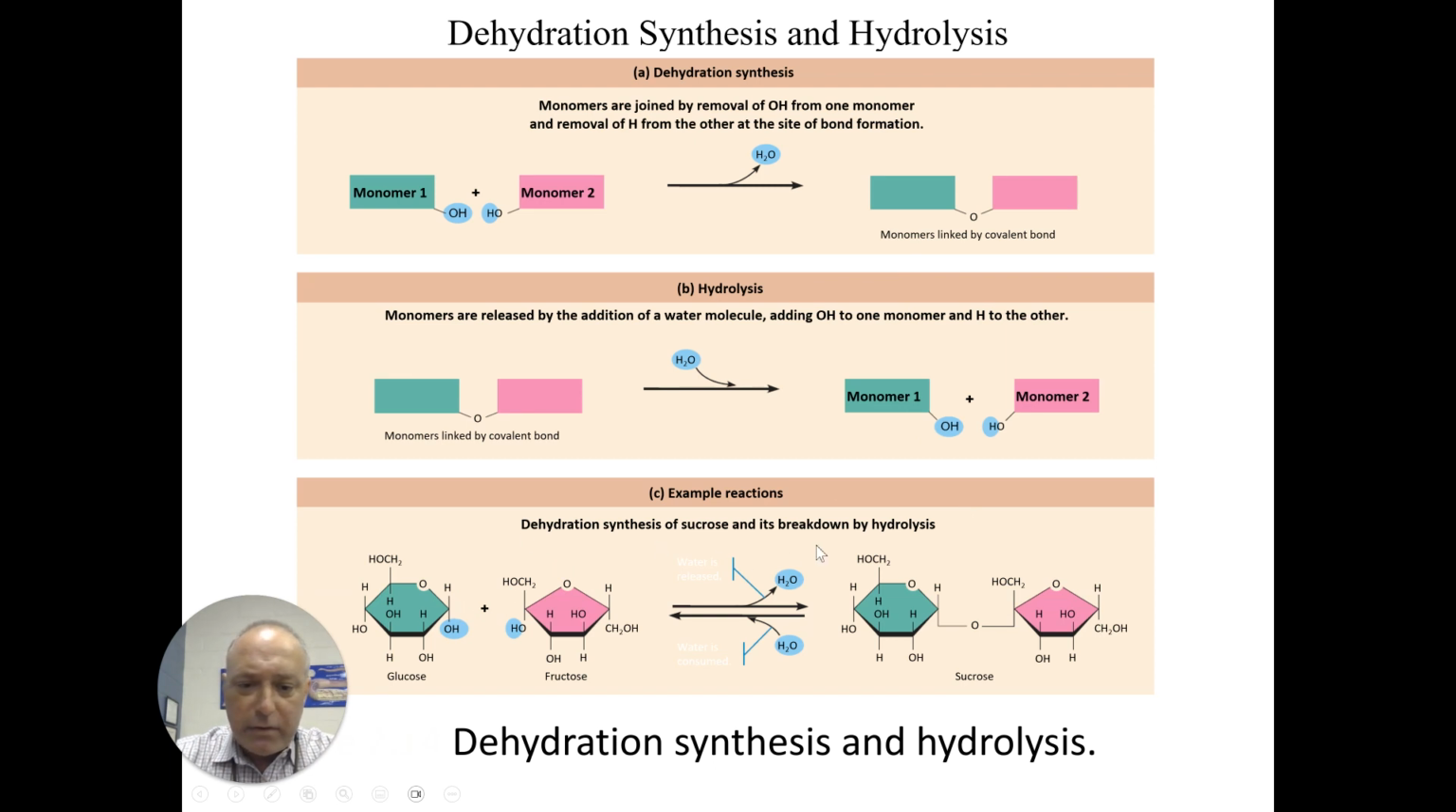Dehydration synthesis of glucose. You've got glucose and fructose. We lasso out our H2O, boom, and we've got sucrose now with this covalent bond between glucose and fructose that makes sucrose. So this is dehydration synthesis.